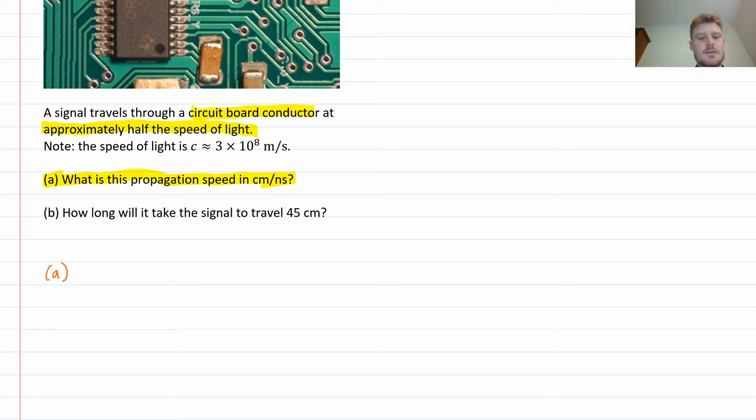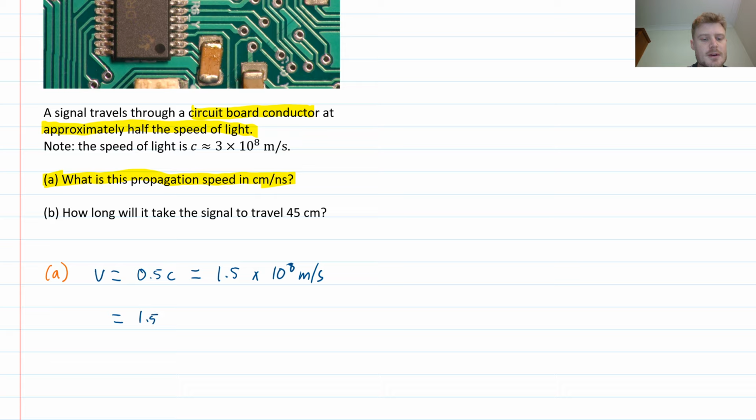The way that we would approach this question, first of all, we need to calculate the velocity, which we are told is half the speed of light. So that's 0.5 c. Looking at these numbers, this will give us 1.5 by 10 to the 8 meters per second as the velocity of our signal. Now this is in meters per second, and of course we need to convert this to centimeters per nanosecond. The way that we would do that is by using a series of ratios.